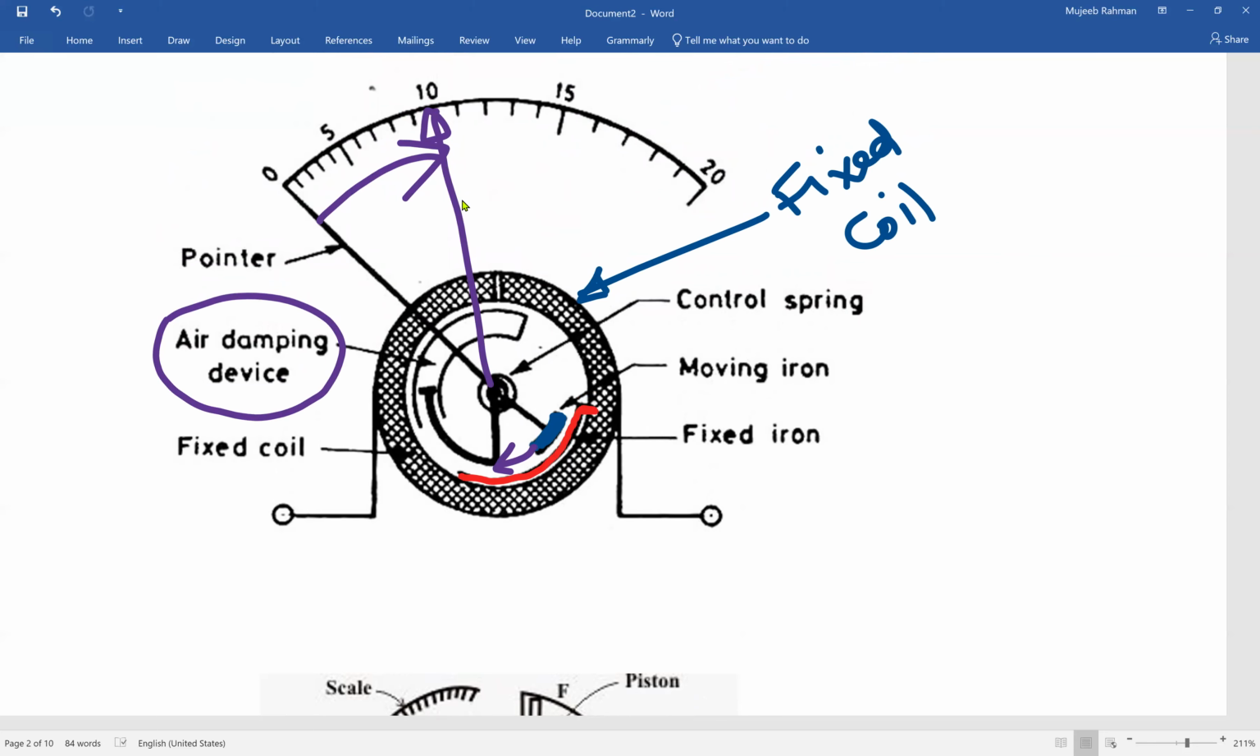And the amount of deflection is proportional to the amount of force experienced between these two plates, and that is in turn proportional to the amount of current or voltage that is applied to the instrument. So this particular principle is called the repulsive principle.